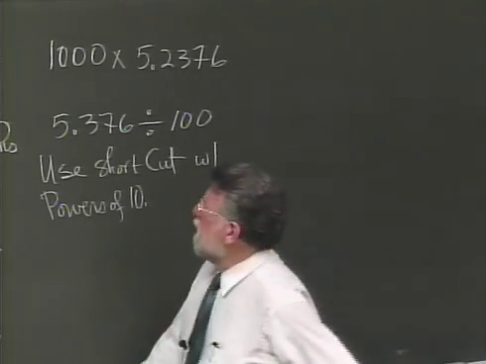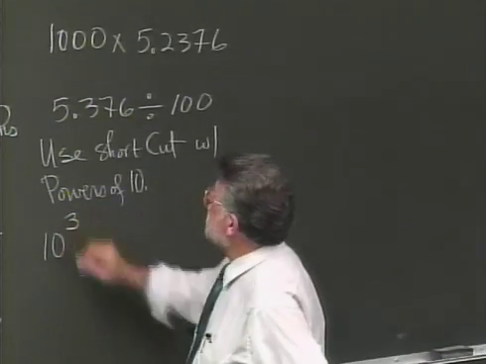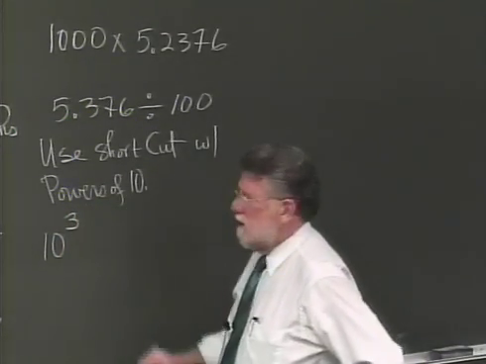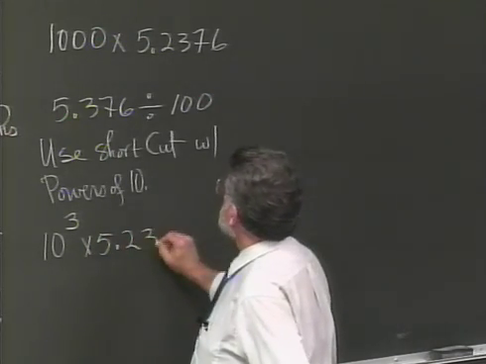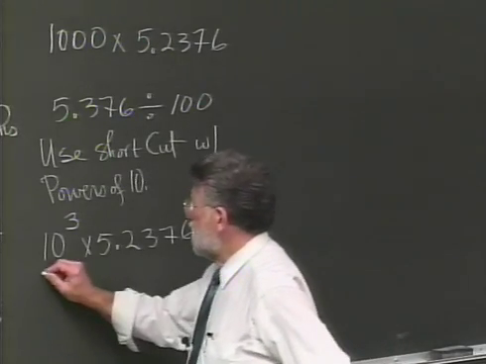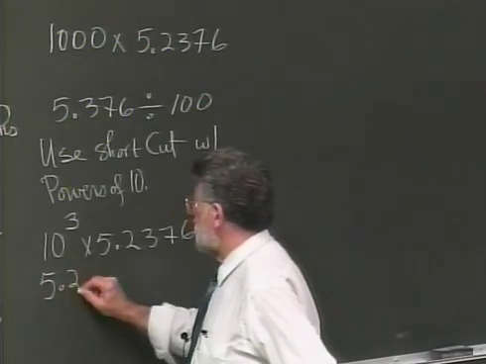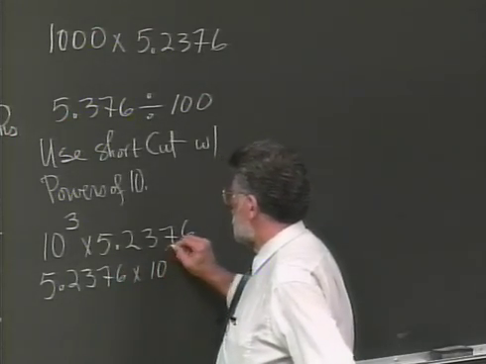Okay, now the first one, what I wanted done in that was to rewrite the 1,000 as 10 to the 3rd times the 5.2376. And by the way, just note, that is the same as this statement. So you can see it either way.